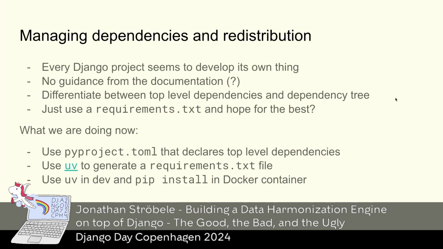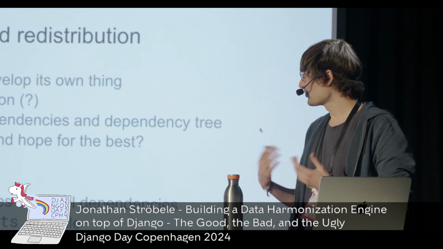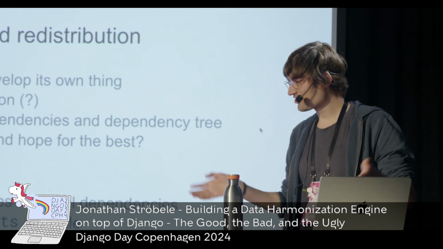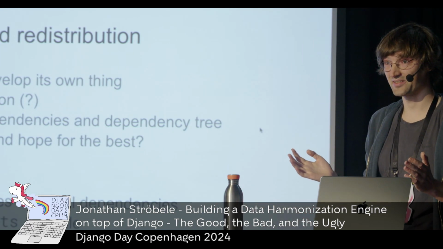Nevertheless, since I mentioned it, every Django project does its own thing regarding that part. There's no guidance in the documentation, or at least I didn't find it. I had no idea how to differentiate between my first level dependencies and the whole dependency tree. So my first idea was, okay, I just use a requirements.txt and hope for the best.